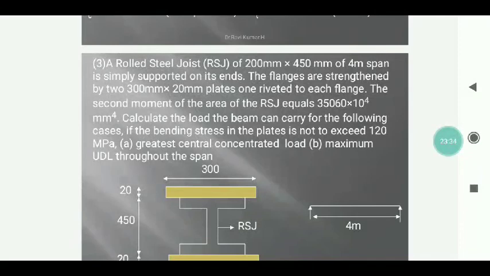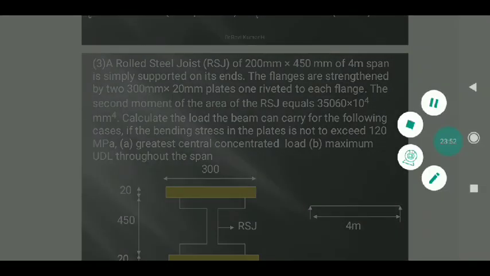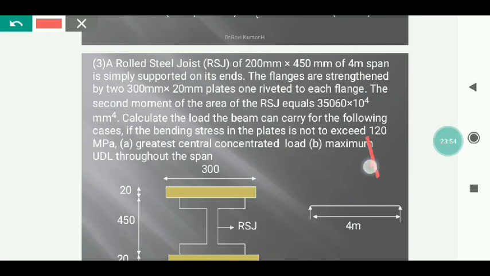In a similar way I have another problem where a rolled steel joist of 200 mm into 450 mm, 4 meter span, simply supported ends, and it has two flanges, top is 300 by 200, and one more plate is added to that. Such a beam is called a built-up beam, and the span is about 4 meters and the maximum stress is given not to exceed 120 megapascal. Megapascal is nothing but Newton per mm square.